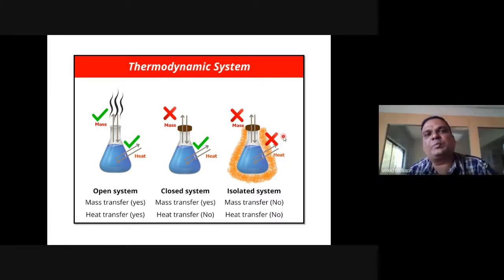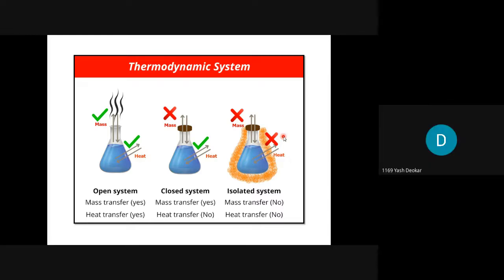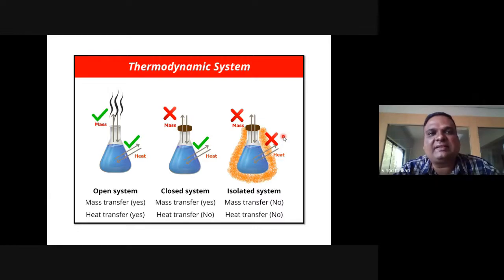So tell me, what is open system? It is a system that has mass and heat interaction with the surrounding. Yes. Open system is the system which can have mass interactions as well as energy interactions with the surrounding. See, this first system is called an open system. It can have mass interactions as well as energy interactions with the surrounding.